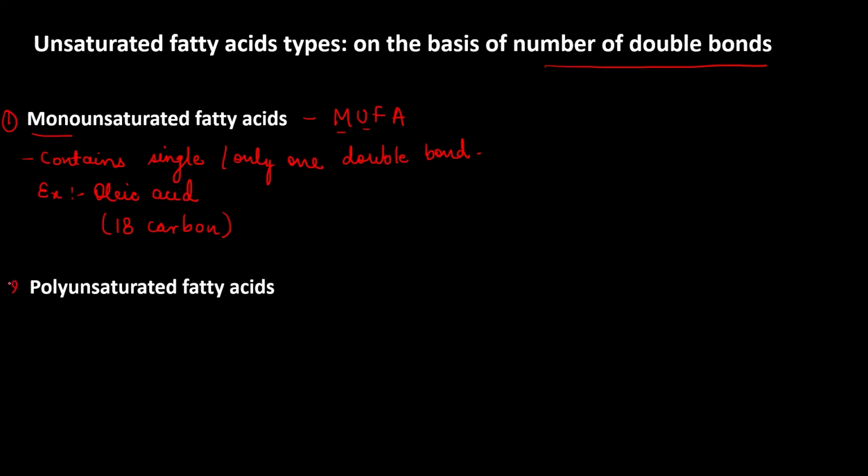Now the second type is polyunsaturated fatty acids. These are also called PUFA, that is, polyunsaturated fatty acids, and they contain more than one double bond. And the three examples that are important are linoleic acid, linolenic acid, and arachidonic acid.